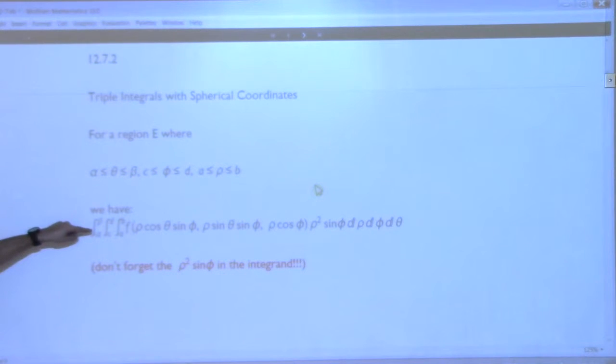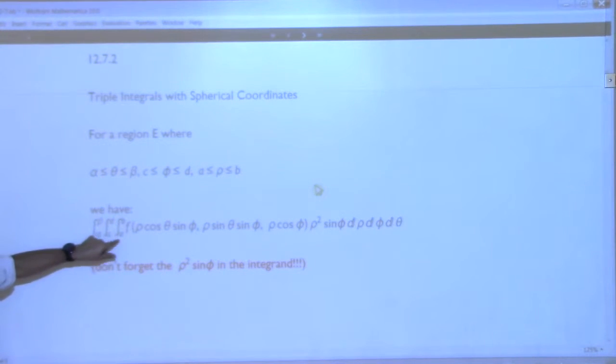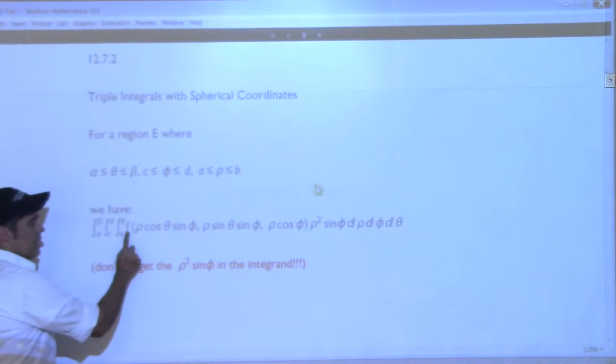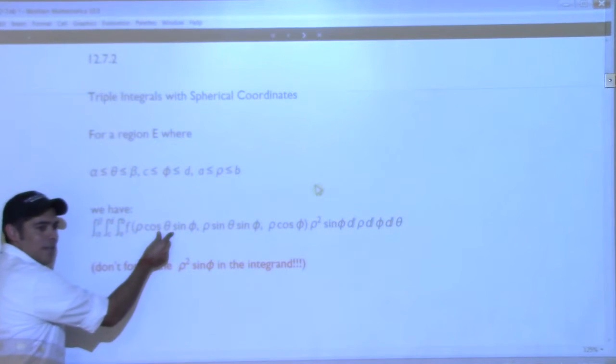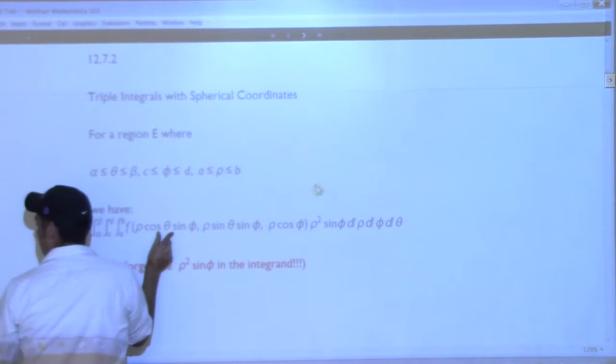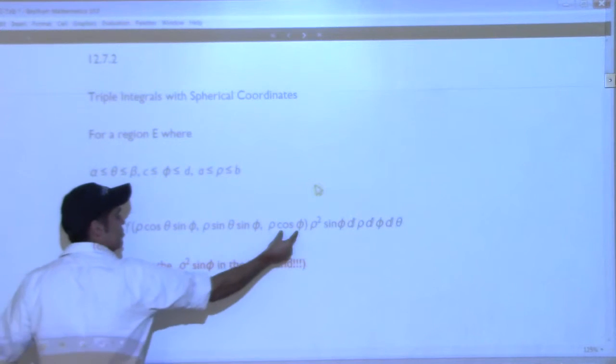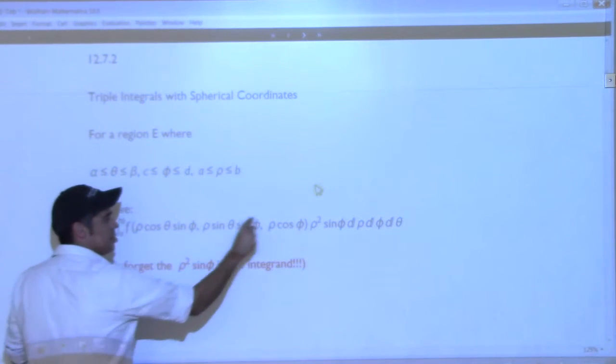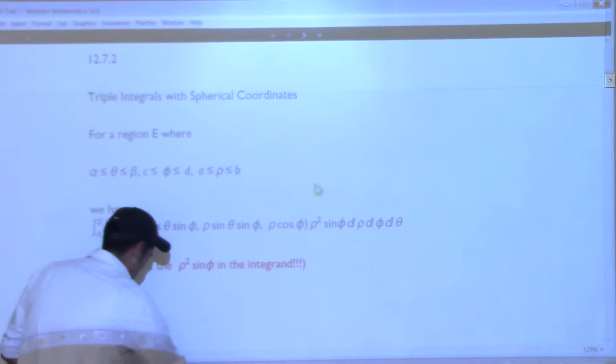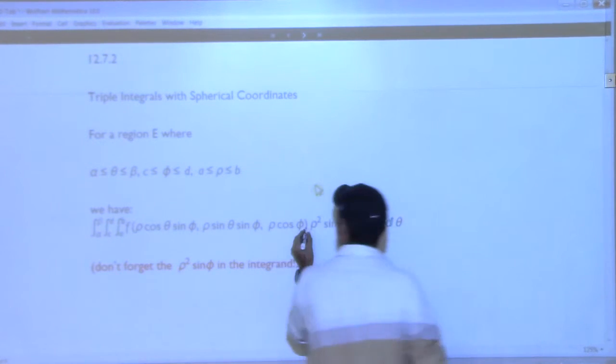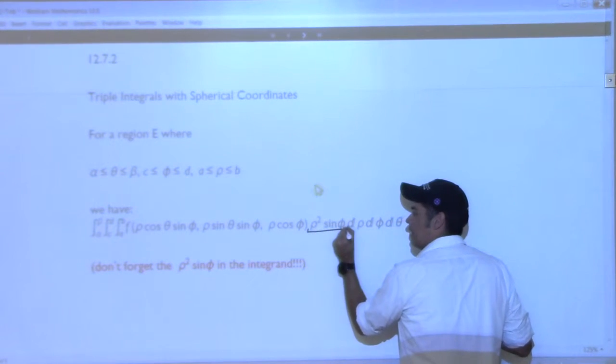Then you have alpha to beta for theta, you got c to d on phi, you got a to b on rho. And then this is your function you're integrating, and then that's how you switch x over, right? That's what x is. This is what y is, and this is what z is. So here's your function of three variables. And then this part right here, this thing.